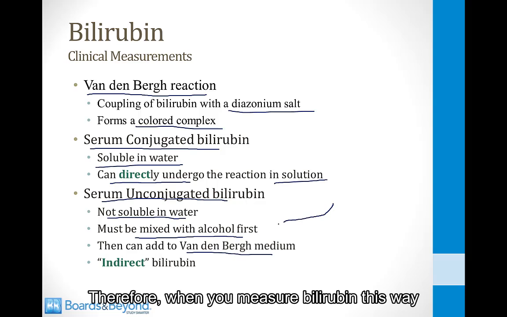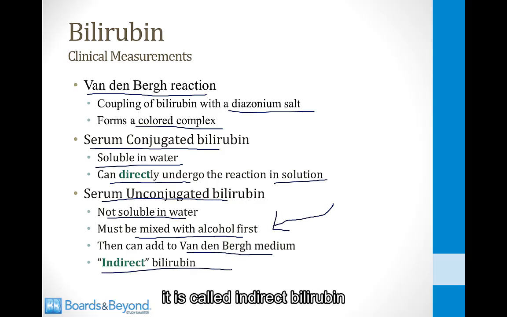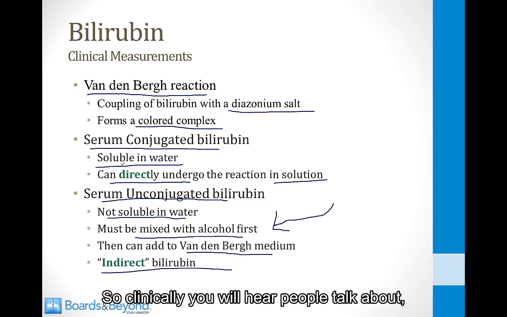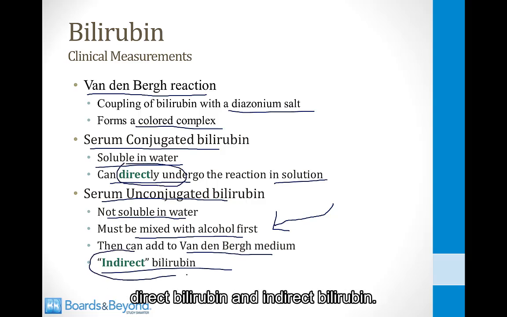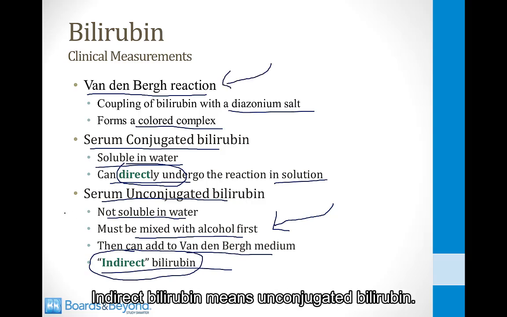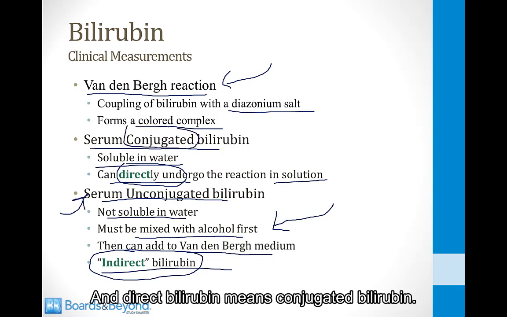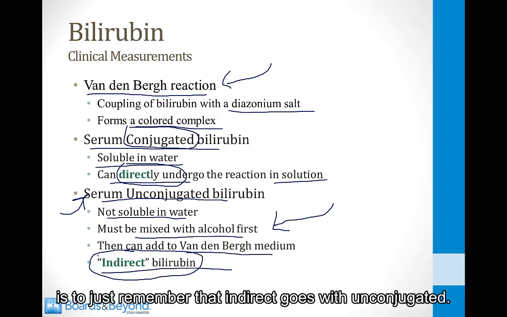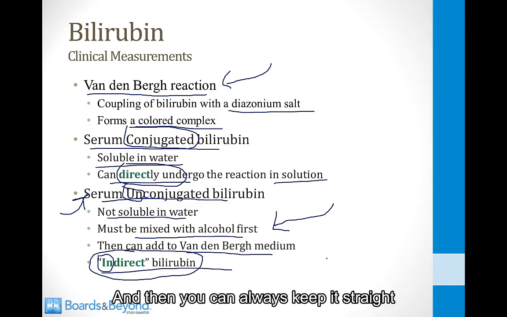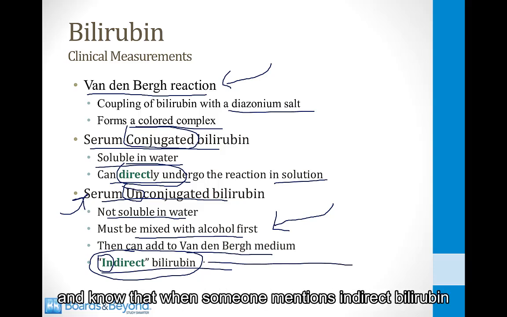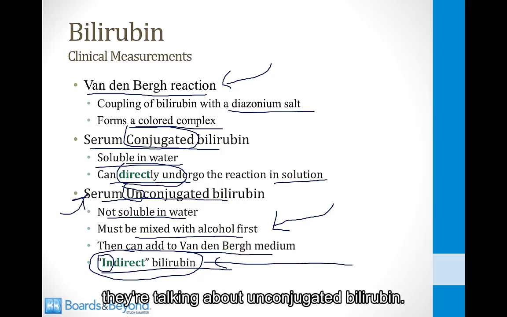Therefore, when you measure bilirubin this way, it is called indirect bilirubin because it is unable to directly undergo the Van den Bergh reaction. So clinically, you will hear people talk about direct bilirubin and indirect bilirubin, and what they are talking about is the Van den Bergh reaction. Indirect bilirubin means unconjugated bilirubin, and direct bilirubin means conjugated bilirubin. And the way I've always remembered this is to just remember that indirect goes with unconjugated. In and un go together, and then you can always keep it straight and know that when someone mentions indirect bilirubin, they are talking about unconjugated bilirubin.